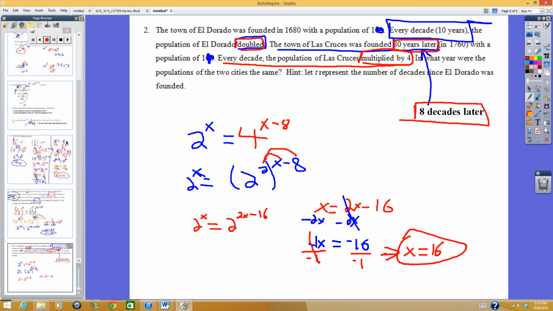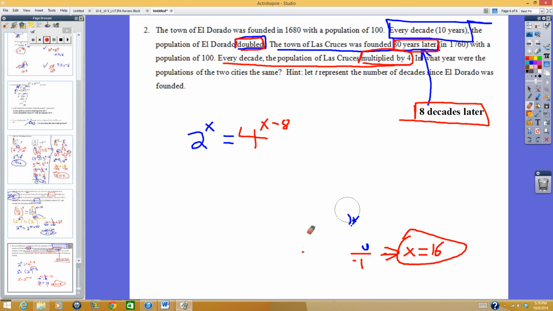I am going to go a little deeper and show you how to at least set up the equation if it was a population of 100. You're not going to need to know this for your assessment, but just to show you why I did that, I'll erase all of this. Okay?